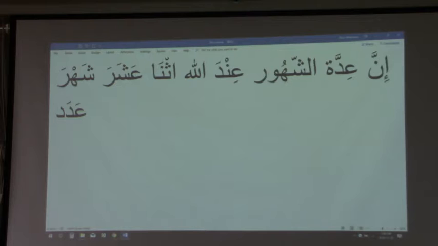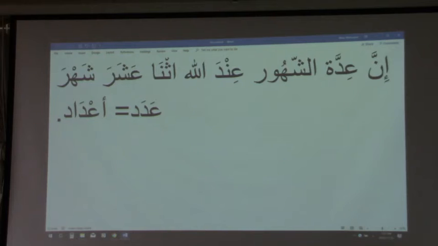So again, what is adad? Number. Right? Adad is number. Idda, counting numbers. Adad is what? Number. Numbers. أعداد. اسم أسماء. أعداد are numbers. عدد. أعداد. Right. So here.